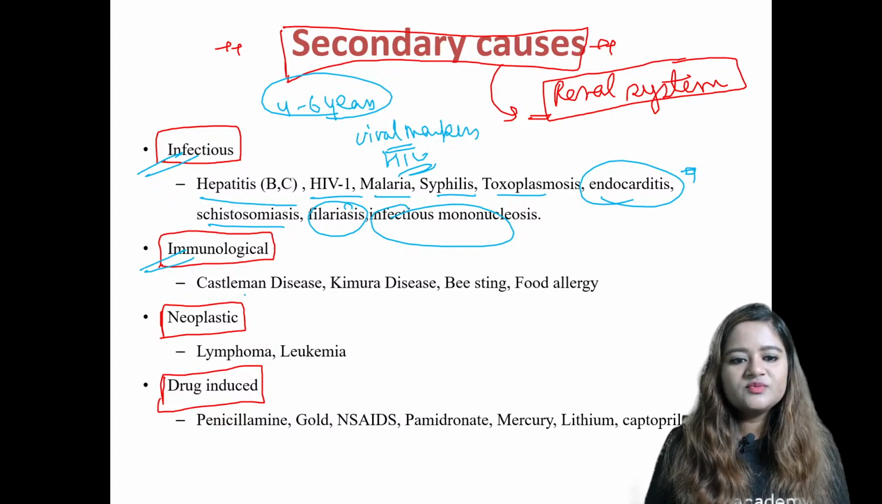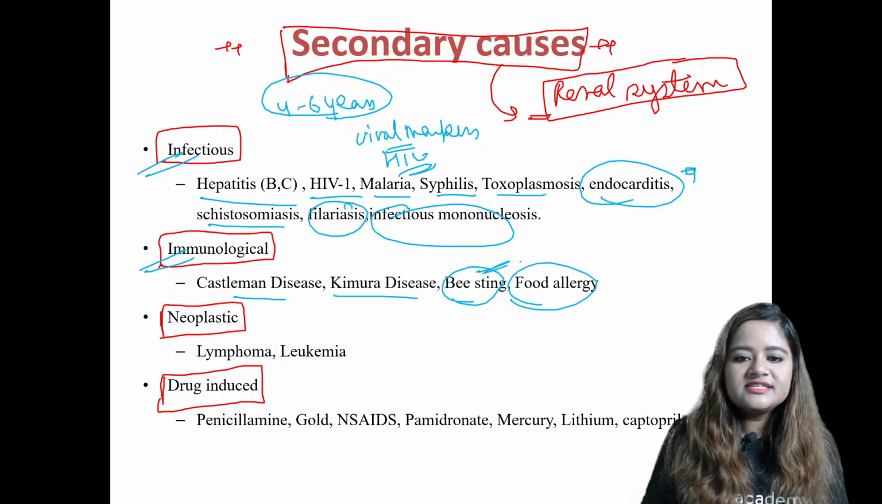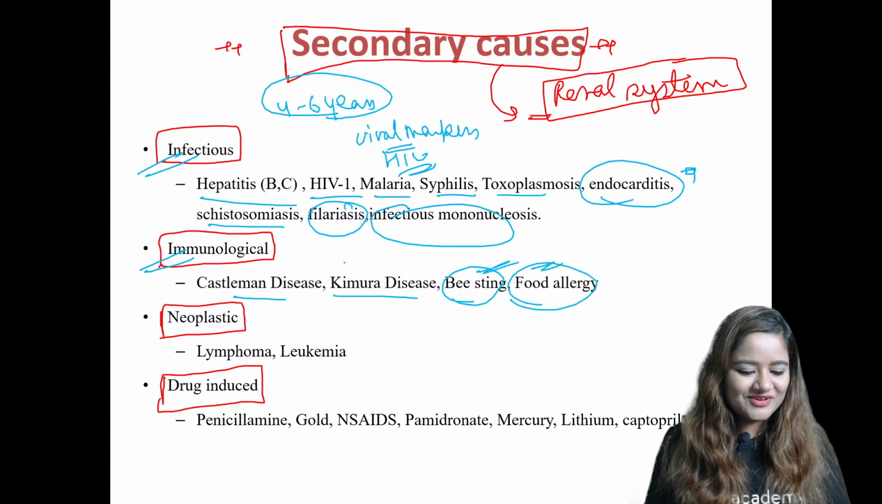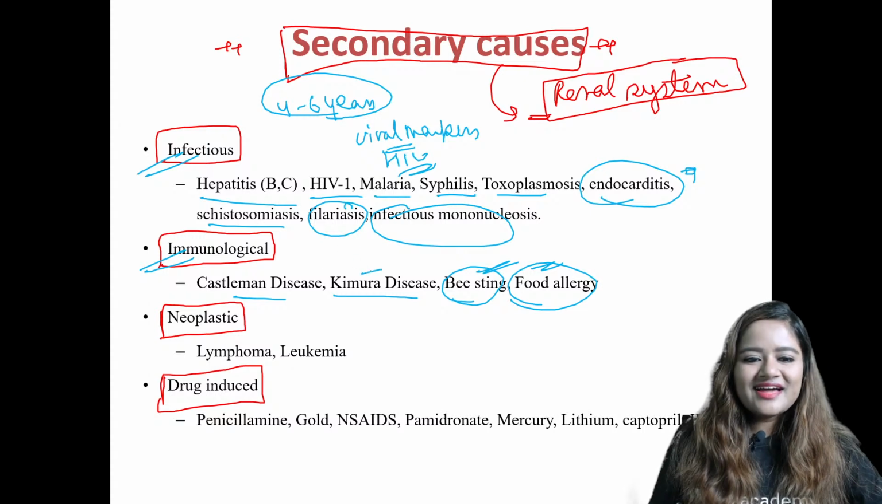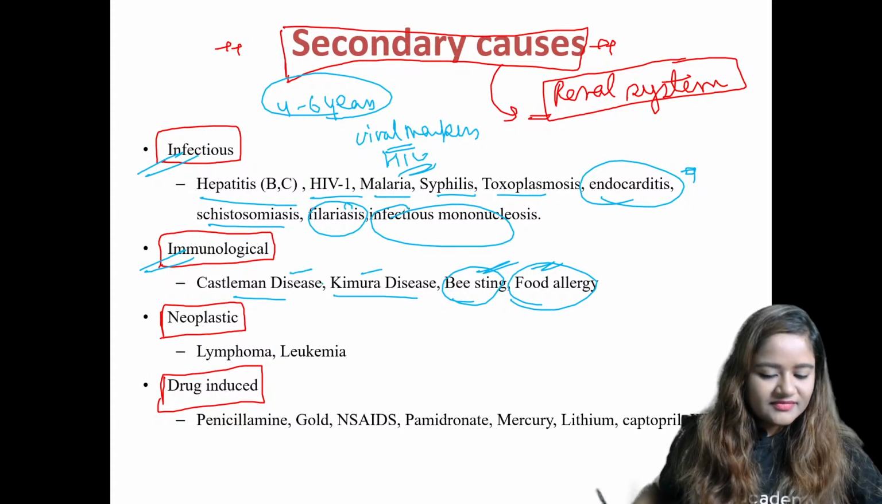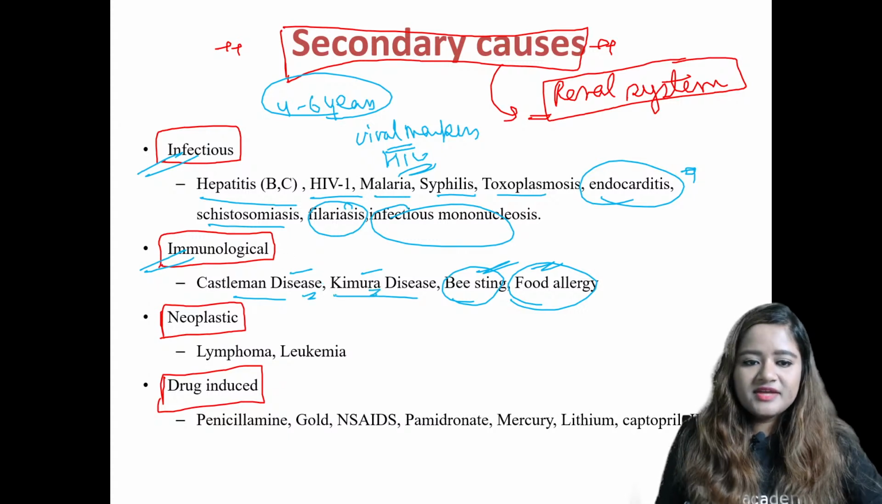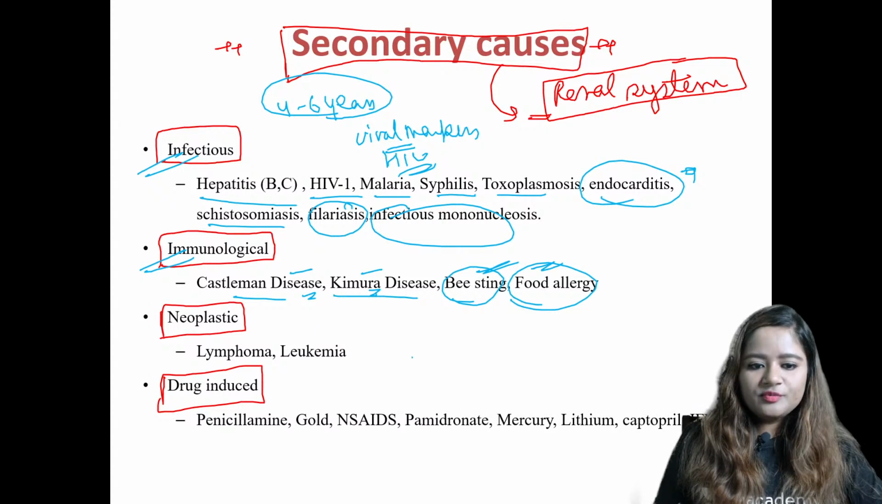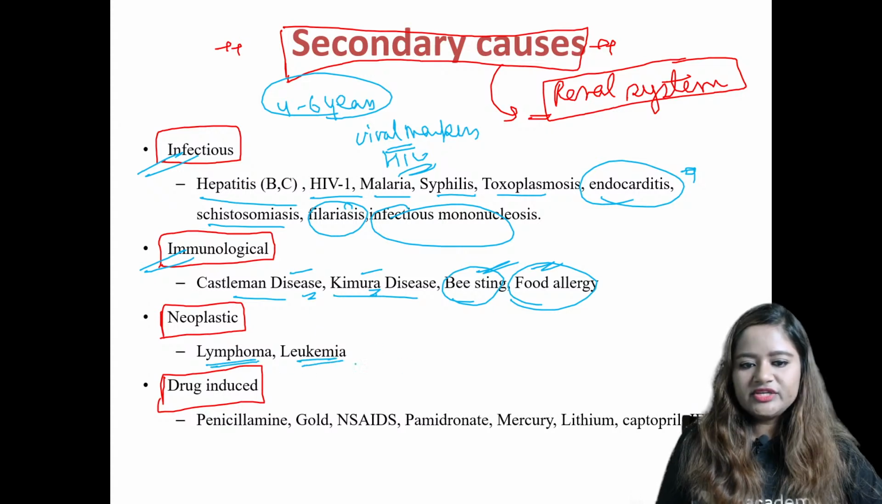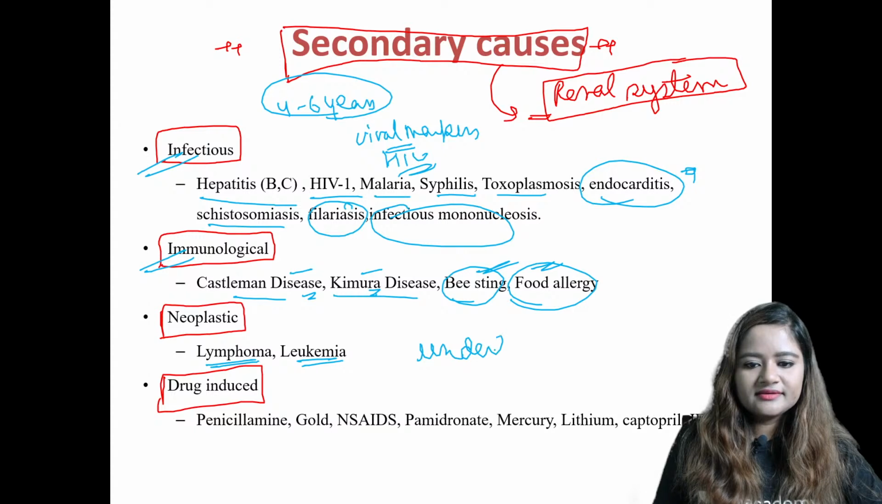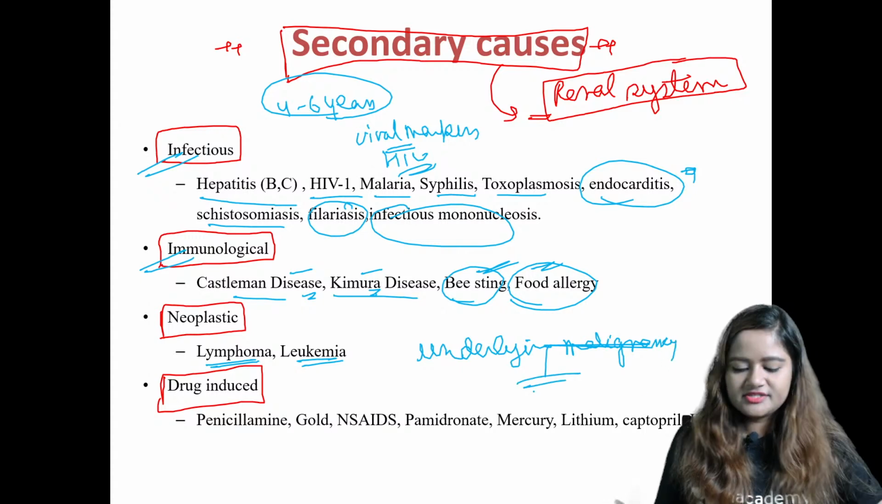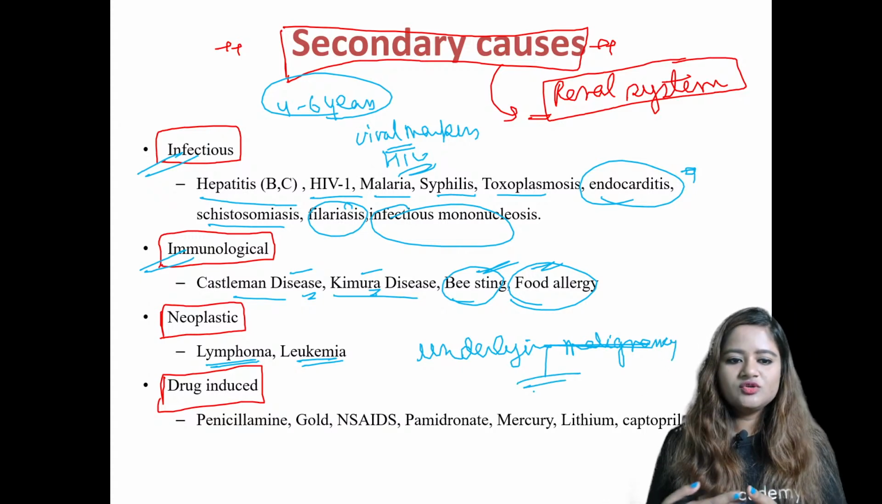From immunological disease, we have Castleman's disease, we have Chimera disease, we have bee sting and food allergy. Bee sting and food allergy everyone knows. Again, I would try to make things like that. Chimera and Castleman's disease is going to be a little different thing to know. It can be asked in the exam also. In underlying neoplasia we have lymphoma and leukemia. So if you have any kind of underlying malignancy, it is a very very important finding that the child can go into nephrotic syndrome. So underlying malignancy is also very very important.